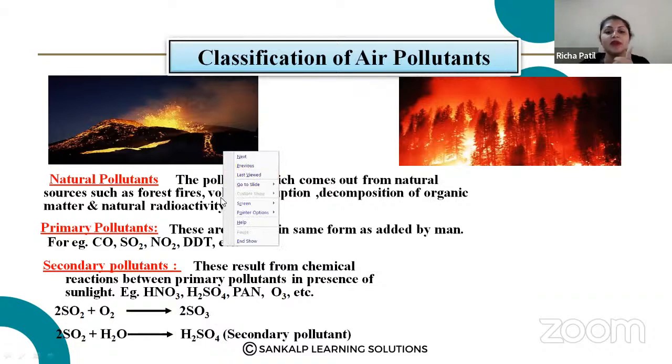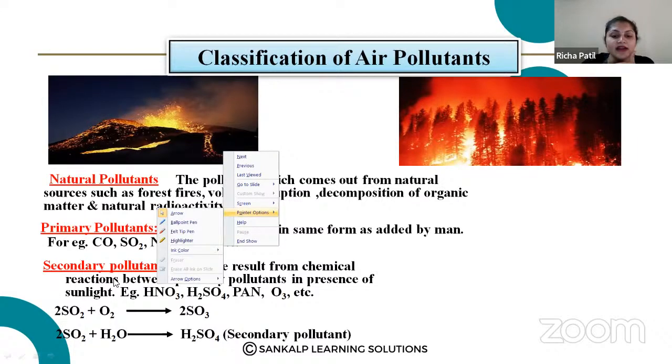So what do you mean by primary? Primary is what you get directly from the source. The pollution is directly from the source. And secondary is what? It is the chemical reaction between the primary pollutants in the presence of sunlight.